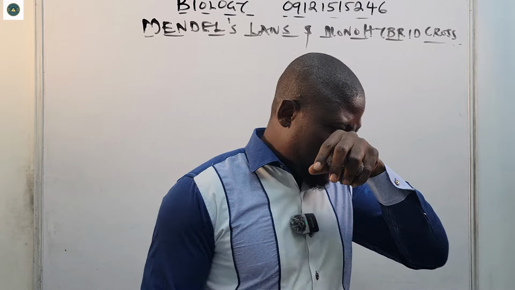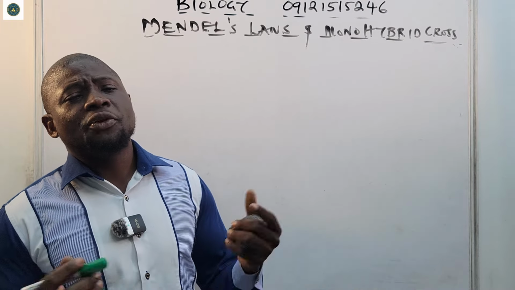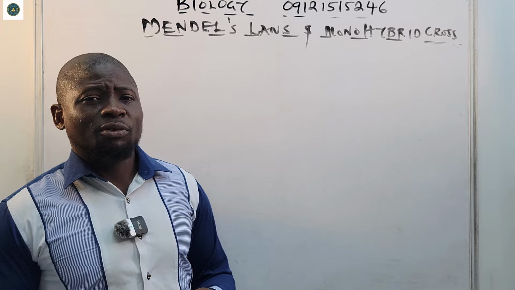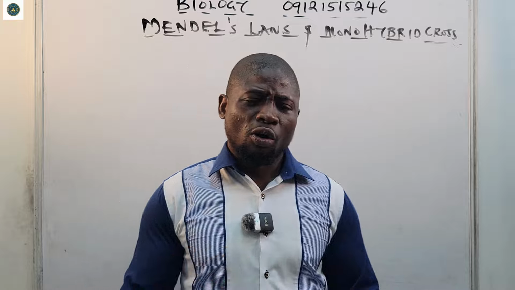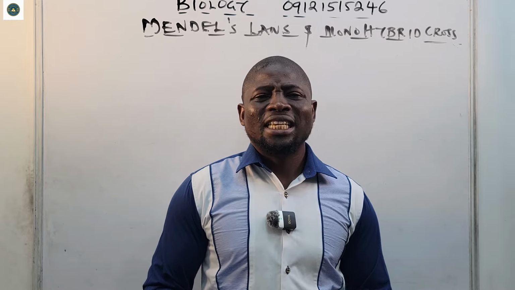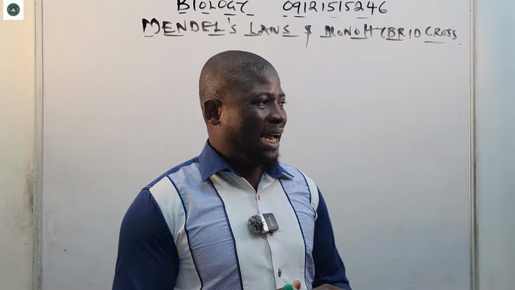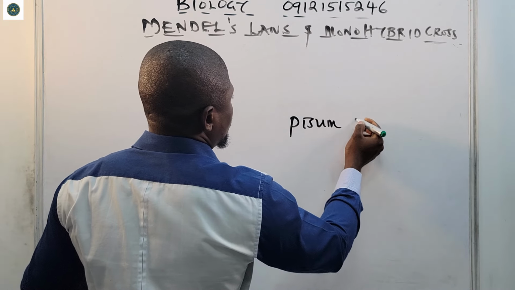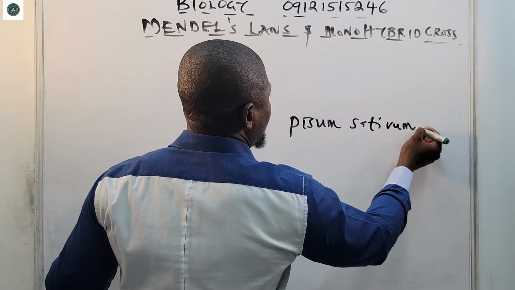So like we are saying, Mendel was a very curious person, and his curiosity, when he was working in the monastery, made him work using the pea plant, called Pisum sativum.